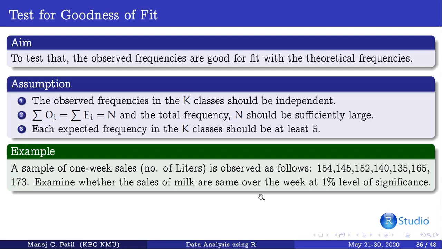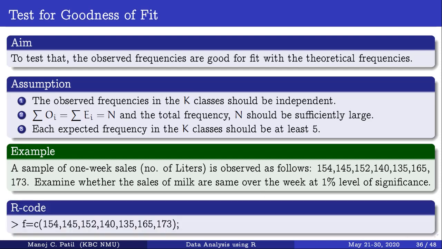Many times it is not possible, so you may assign different probabilities to different days. Moving forward, put those frequencies here. Now, we don't have that p is equal to 1 by 7 for all 7 days. As all are equal, we don't need probabilities.